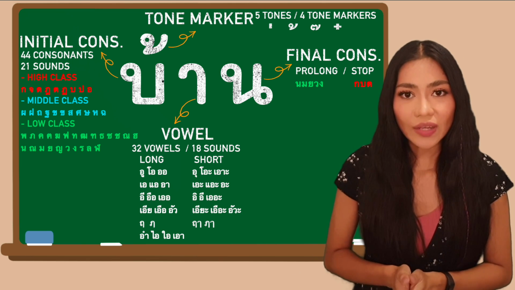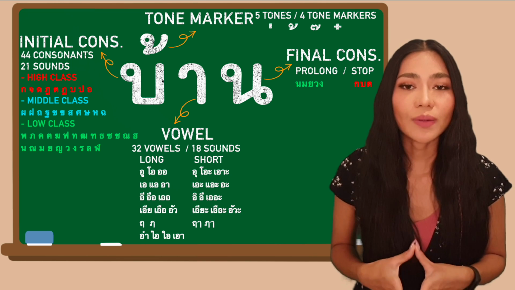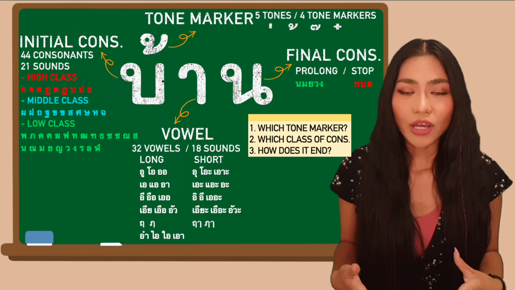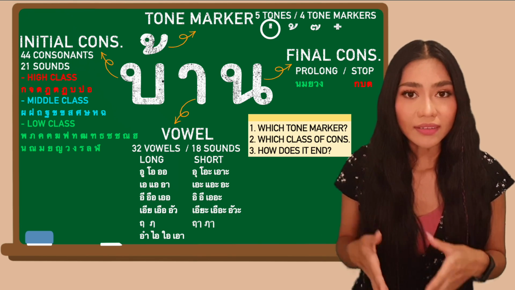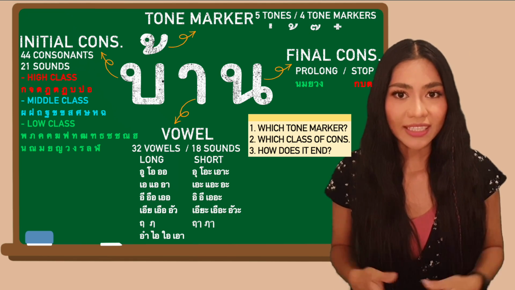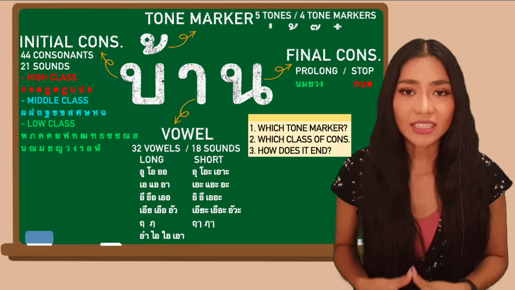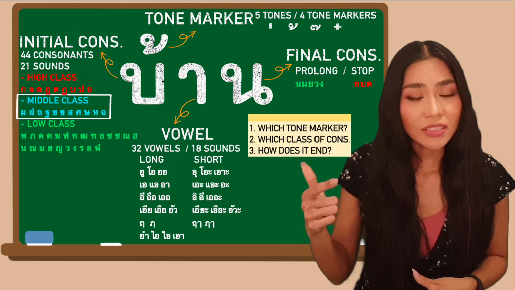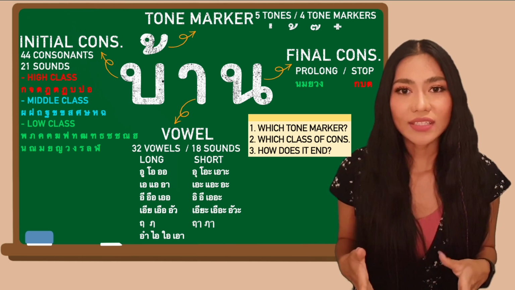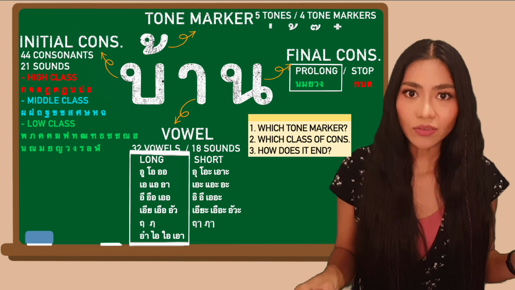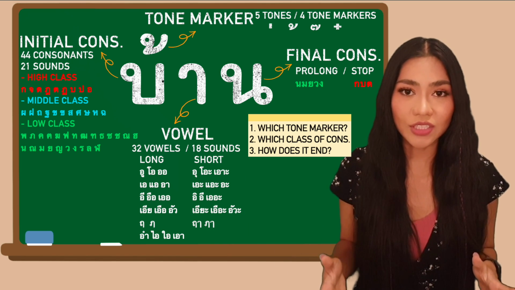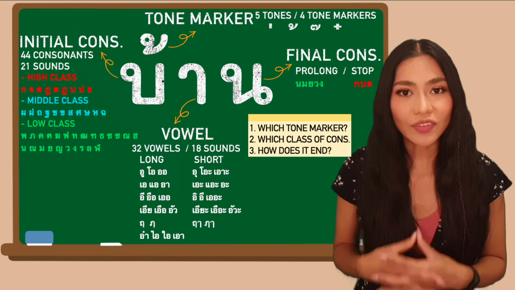So in order to figure out the tone of each syllable, you need to be able to answer these 3 questions. First, which tone marker is it using? Is it using this one, this one, this one, this one, or none at all? Second question is, which class of initial consonant does it belong to? Does it belong to middle class, high class, or low class consonants? Last question is, how does it end? Does it end with a prolonged ending sound, or a stop ending sound? That's it. If you are able to answer these 3 questions, then you will know the tone of each syllable.